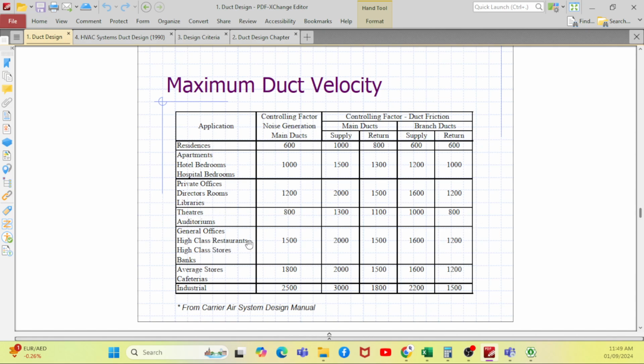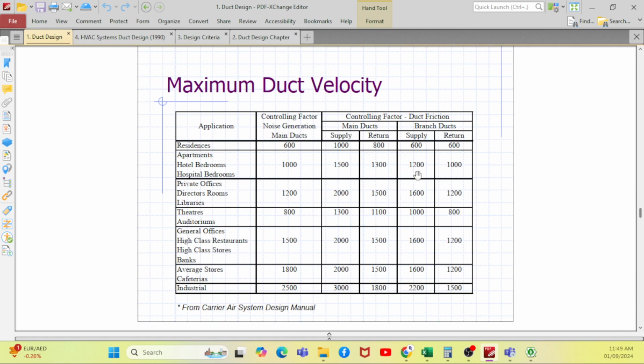So this is the method. If you calculate based on the different applications, residential, apartment, private offices, or theater, whatever it is, they have given the general velocities. This is actually in FPM. If you divide by 200, you can get the velocity in meters per second. But you cannot go only based on the velocity.